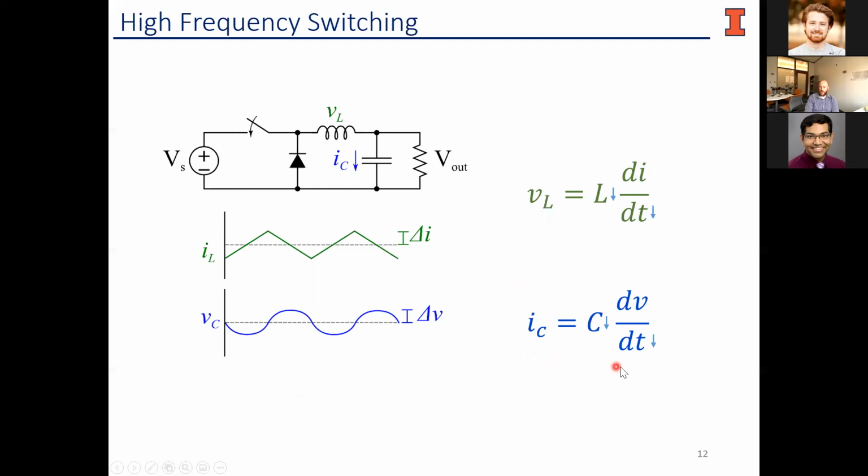Likewise, if we look at our fundamental capacitor equation, right? IC is equal to C dV/dt. Well, if we, again, decrease the size of our dt, we can drive down the size of our capacitor with the same ripple and all the rest of those components. So we have an opportunity, if we just switch faster, that we'll be able to hopefully shrink the size of our converter.